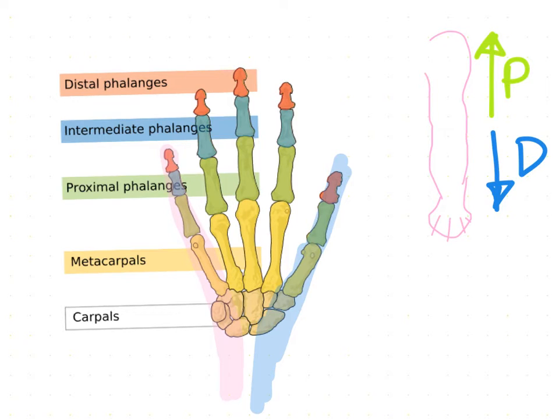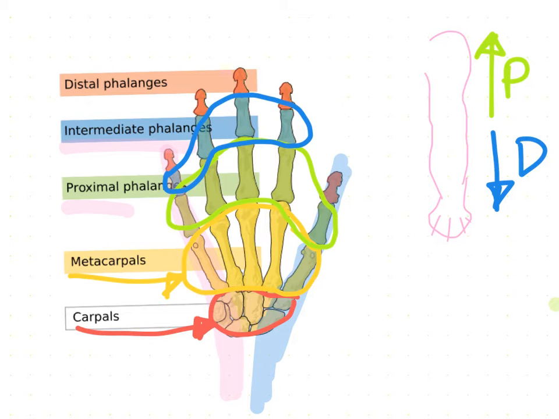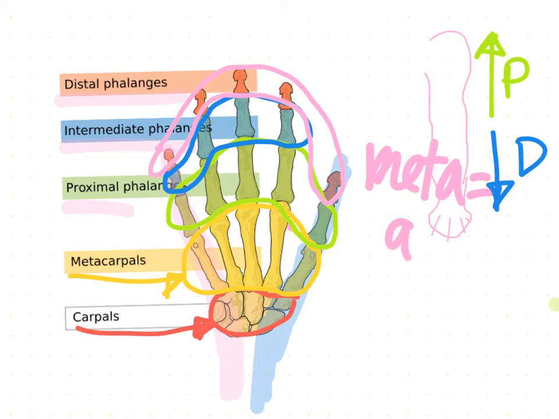So moving proximal to distal, we first have the carpals right here, and then following that, we have the metacarpals. And then we have the three sets of phalanges, the proximal phalange, the intermediate phalange, and finally the distal phalange. The way to remember that carpals is the first set of bones and then metacarpal is the second set of bones is actually the prefix meta itself actually means after. So if we know that meta means after, we can think of it as carpals comes first, and then after carpal is metacarpal, right?